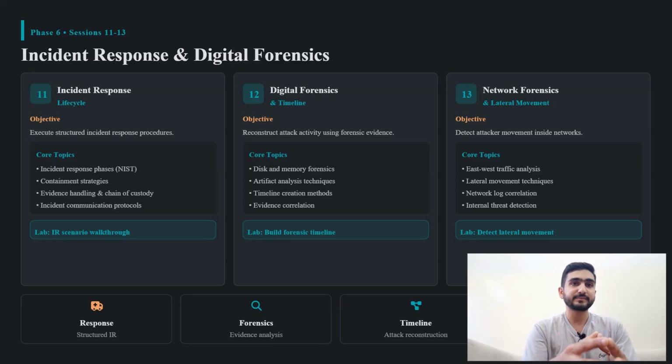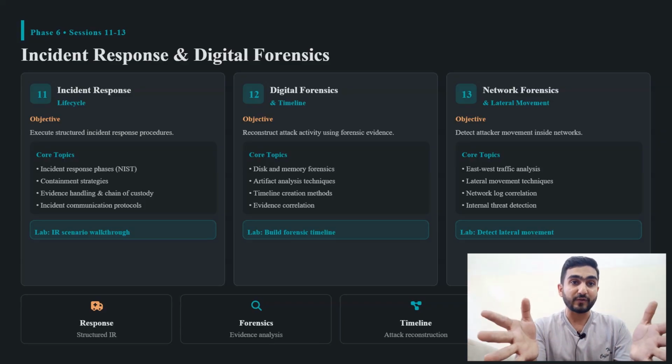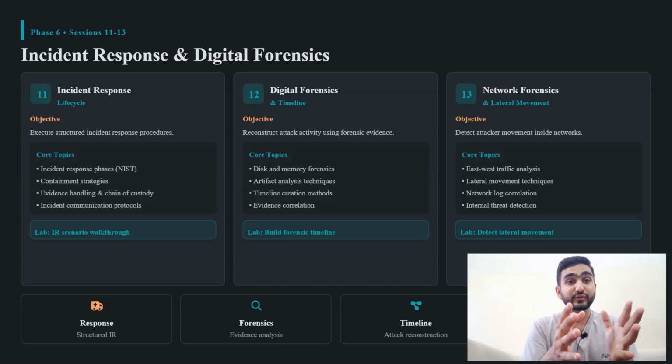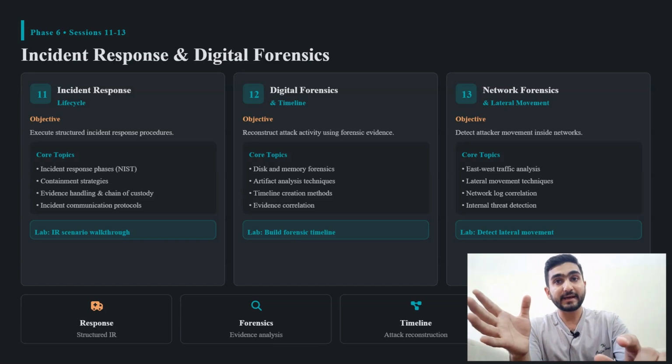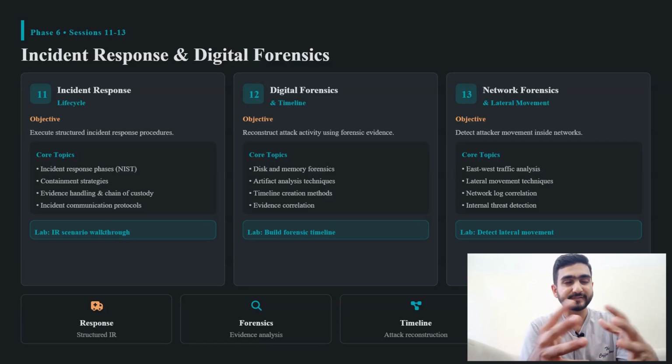Session number 11 is the incident response life cycle. The incident response life cycle has detection, analysis, containment, eradication, and recovery. We need to understand each phase of it to respond to attacks in the meantime. Moving on to session number 12, which will be speaking about digital forensics.